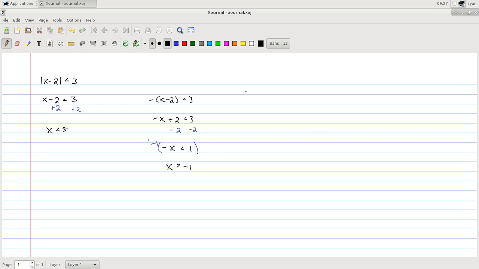So putting these two together, this says that x can take on any value less than 5. And if we swap the direction here, if x is greater than negative 1, that means negative 1 is less than x. And we can write this in interval notation as the interval from negative 1 to 5. Negative 1 is not included. That's a strict inequality, so we use parentheses. And 5 is also not included. So we get the open interval from negative 1 to 5.